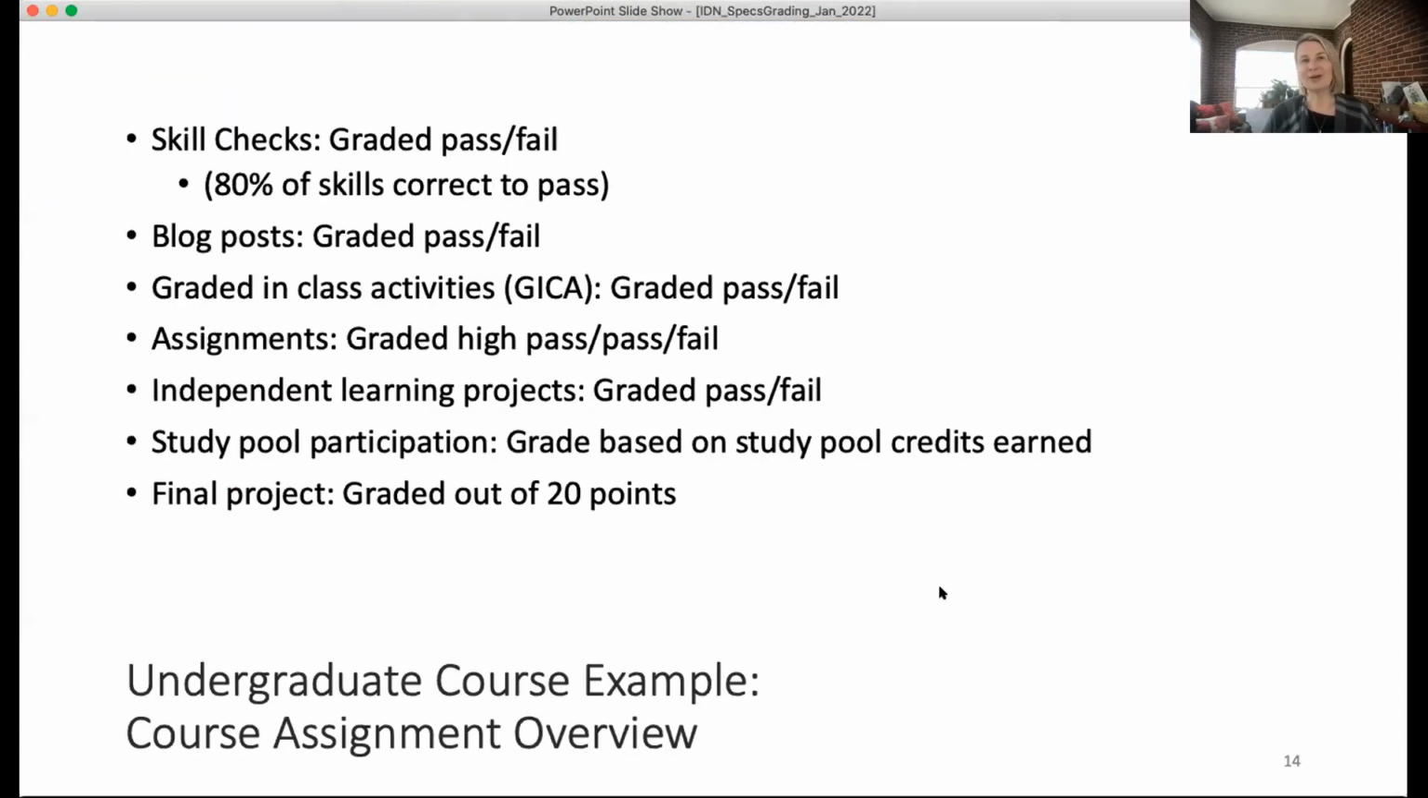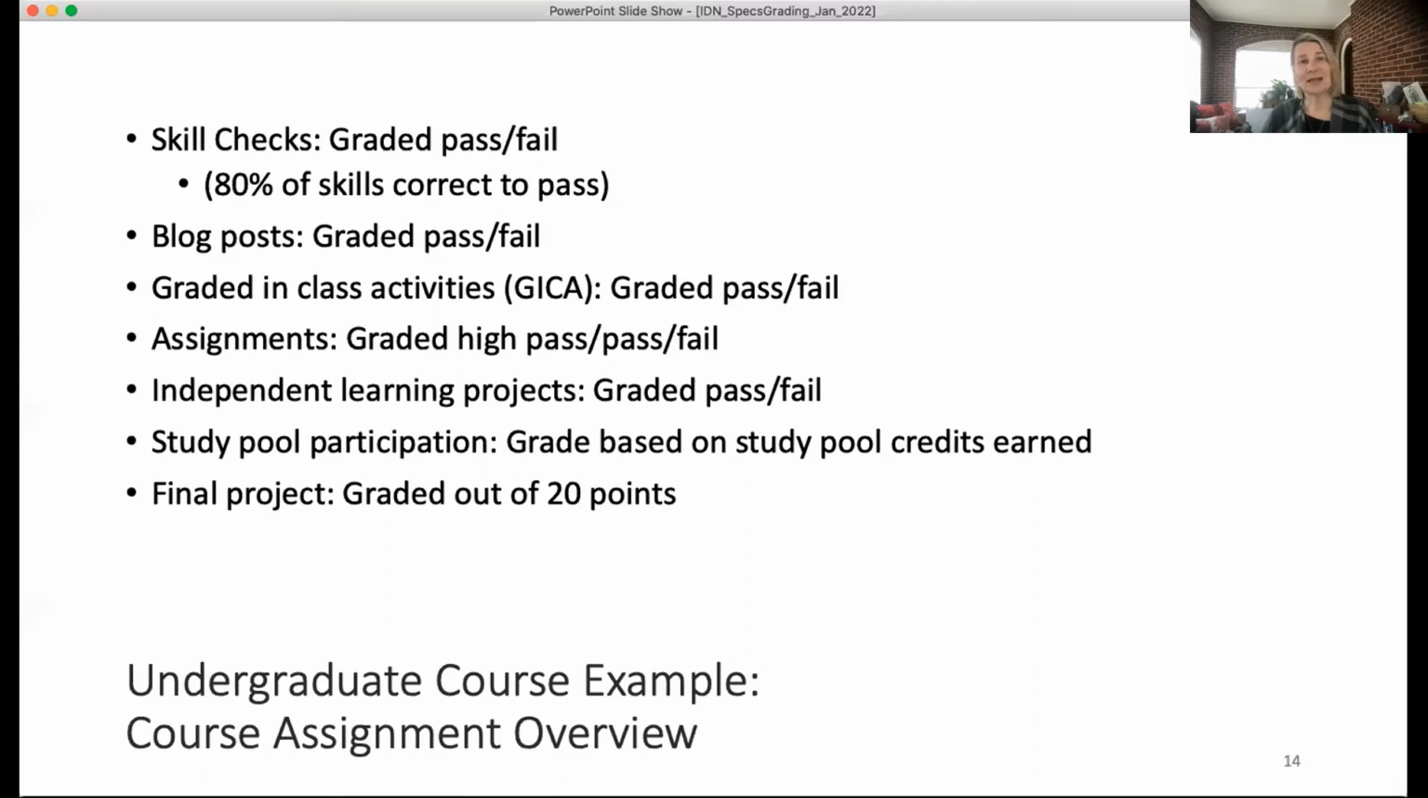So that undergraduate course I was talking about, this is just an overview of all of the assignments for this class. And you can see that we made some decisions to grade several of them pass fail. Some have a high pass or a pass or a fail. It depends on how big of an assignment it is and whether or not there are differential levels of knowledge and skills to demonstrate in them. The skill checks on there are like little quizzes, if you will, little tests that they would do.